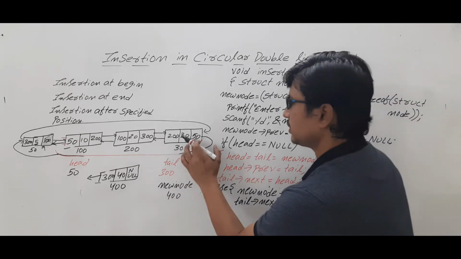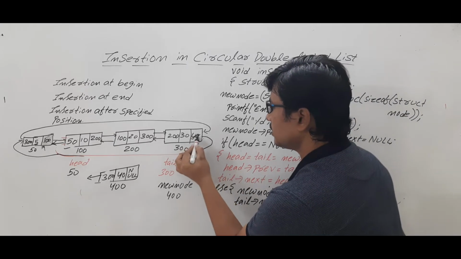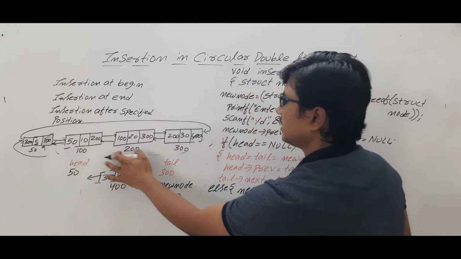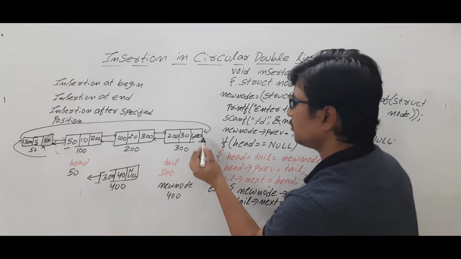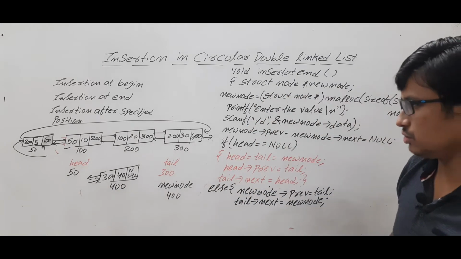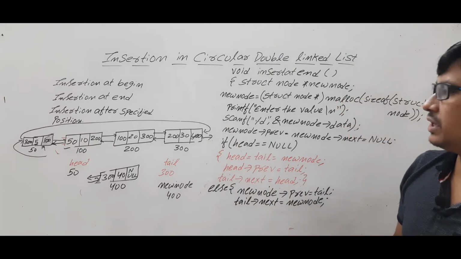Tail of next is equal to new node, so 400. So this link will be down. Whatever link we have created will be down, and this node will be connected to this node. So you have connected the forward link also. Are you able to understand it or not? Then what are the things we have to do?